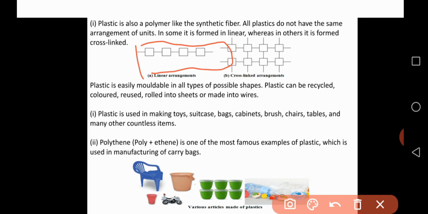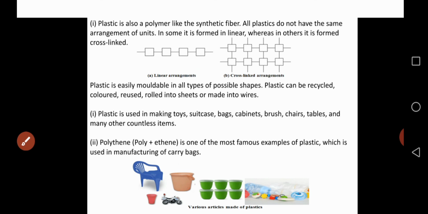And another very important arrangement is what we call the cross-linked arrangement of units present in the particular plastics: linear arrangement and cross-linked arrangement. So plastic is also a polymer like synthetic fiber, and not all plastics have the same arrangement of units. Some plastics have a linear arrangement of units, and some have a cross-linked one.